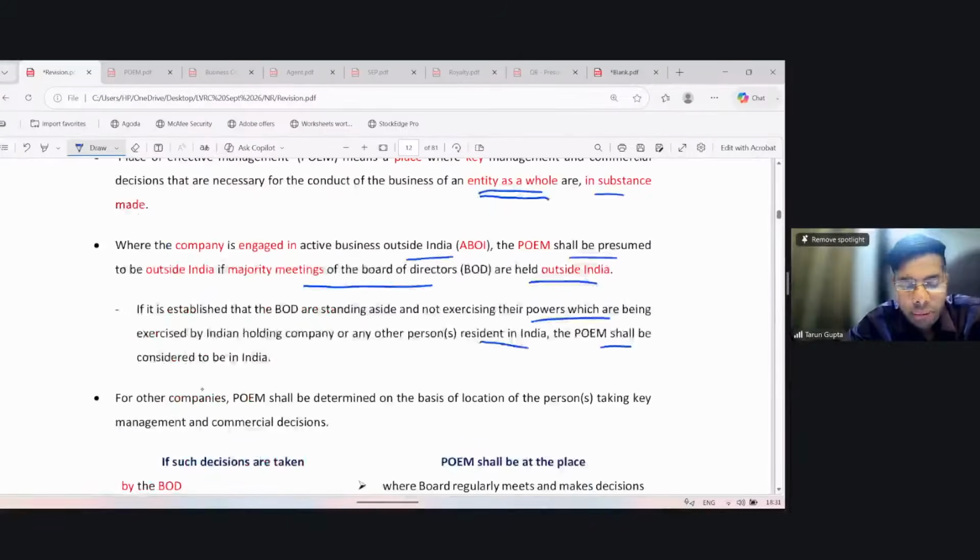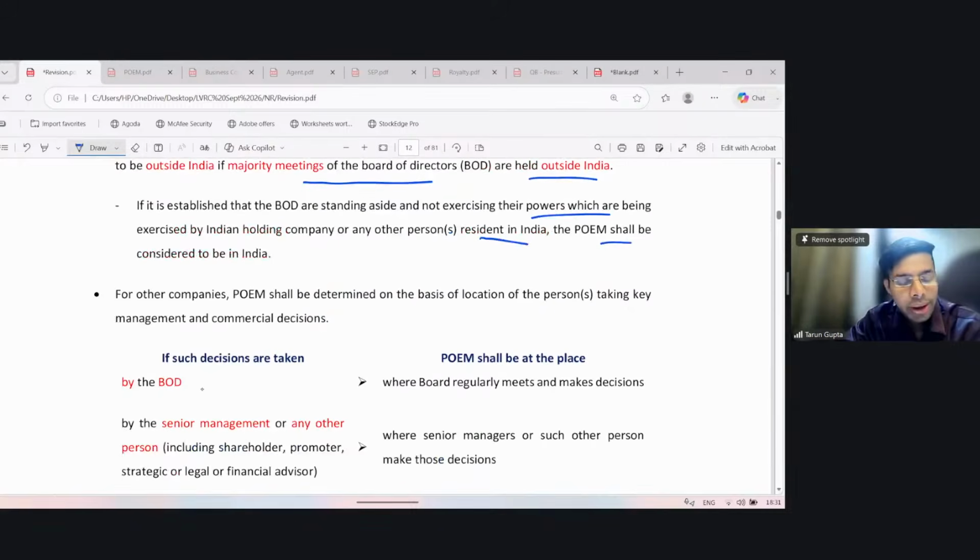Now we discuss: if the company is engaged in active business outside India, then we have to see where the majority of the board's meetings are held. If they are held outside India, the POEM shall be outside India. However, if the company is not engaged in active business outside India, that is for other companies. So now you understand how we determine whether a company is engaged in active business outside India or not.